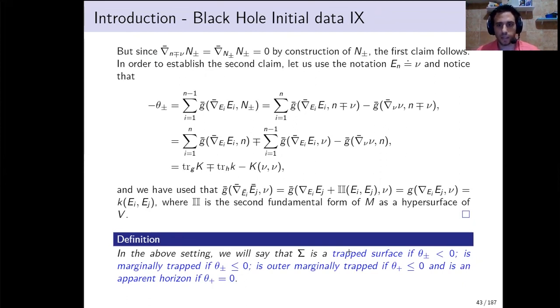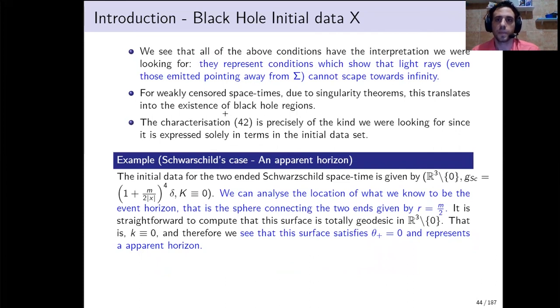For us, the important thing is that now we can define a trapped surface by this condition of convergence on the future pointing null curves across sigma. And we would say that a marginally trapped surface is given by this condition with the non-strict inequality. And we also define an outer marginally trapped surface only by the condition that the light rays pointing outwards are converging. And an apparent horizon is given by this condition here. So for weakly second-order spacetimes, due to singularity theorems, these conditions are going to translate into the existence of black hole regions in the evolving spacetime. And as we said, this can be characterized in terms of initial data sets.